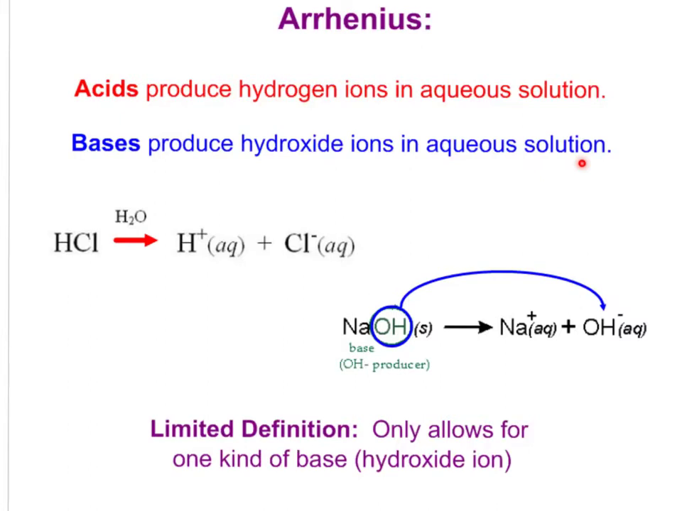Now you've heard this definition. We've already been working with it somewhat. Here are just some examples. Hydrochloric acid is producing a hydrogen ion or a proton, so it is an acid. Here we have sodium hydroxide. It's furnishing this hydroxide ion, so it's a base. The problem with this definition is it's kind of limited. We can only have one kind of base, one that has a hydroxide ion. So let's look at another model.